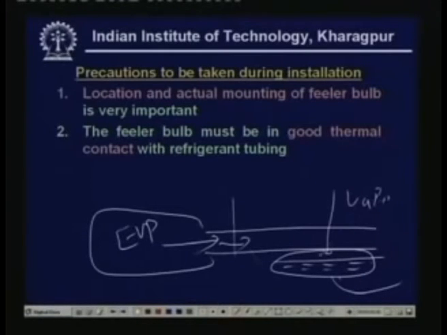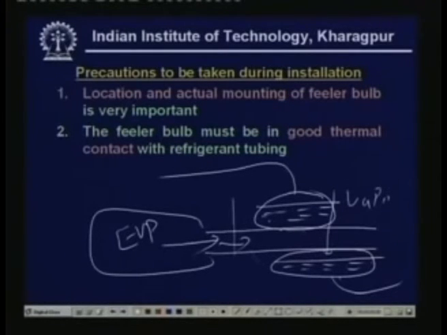Once the vapor is in contact with the tubing, it will not respond properly to load changes, so the valve will not be sensitive. So what is the correct way? The correct way is to keep the valve in this manner, feeler bulb in this manner, so that liquid will always remain in contact with the refrigerant tubing and it will respond properly to the load variations, okay. That is what is the meaning of mounting the feeler bulb properly, okay.